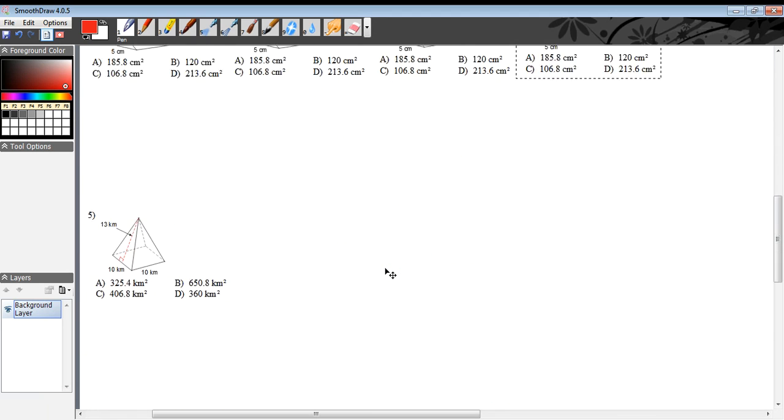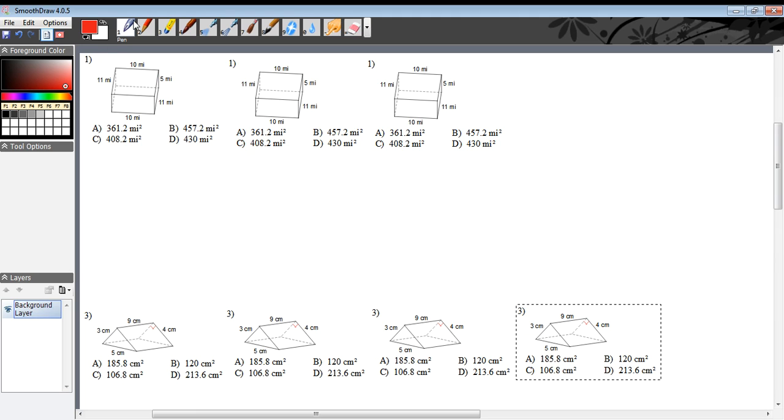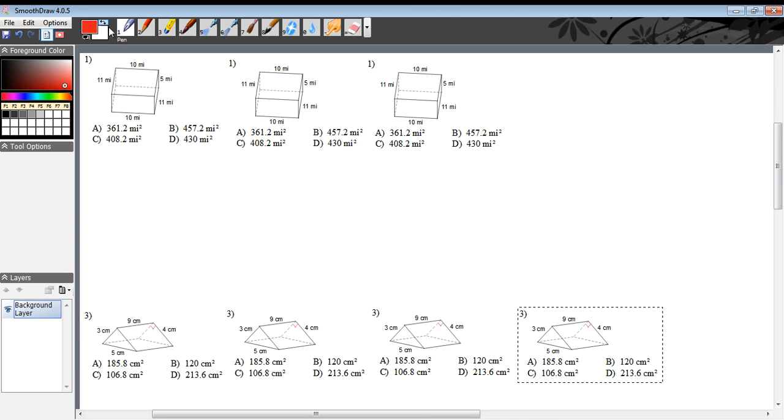Problems 1, 3, and 5. So now the first one here is a rectangular prism. Now I copied the problem and then I pasted it 3 times. The reason why is because there's 3 sets of equal sides. So let's do, let's see, nope, still not working. Hold on.